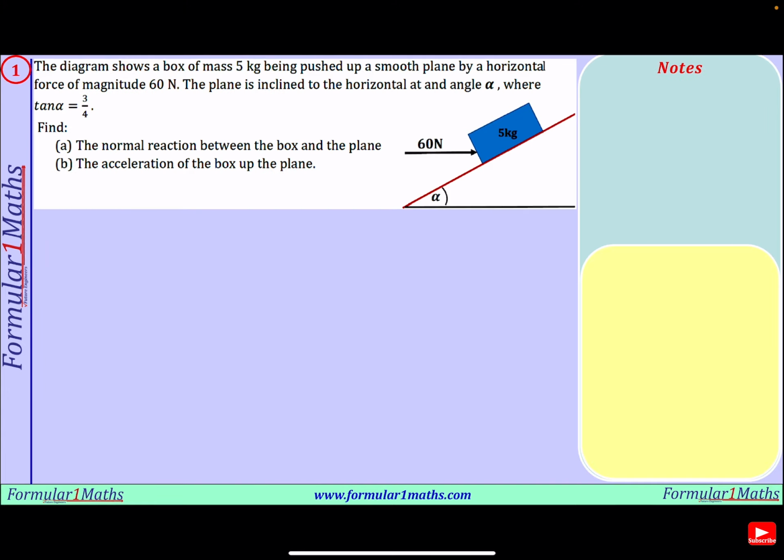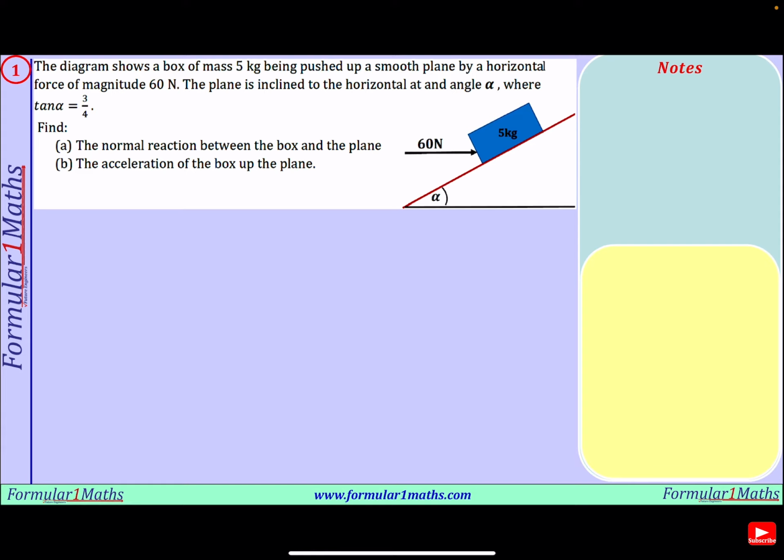Question 1. The diagram shows a box of mass 5 kilograms being pushed up a smooth plane by a horizontal force of magnitude 16 newtons. The plane is inclined to the horizontal at an angle alpha, where tan alpha is equal to 3 over 4. Find A, the normal reaction between the box and the plane. B, the acceleration of the box up the plane.